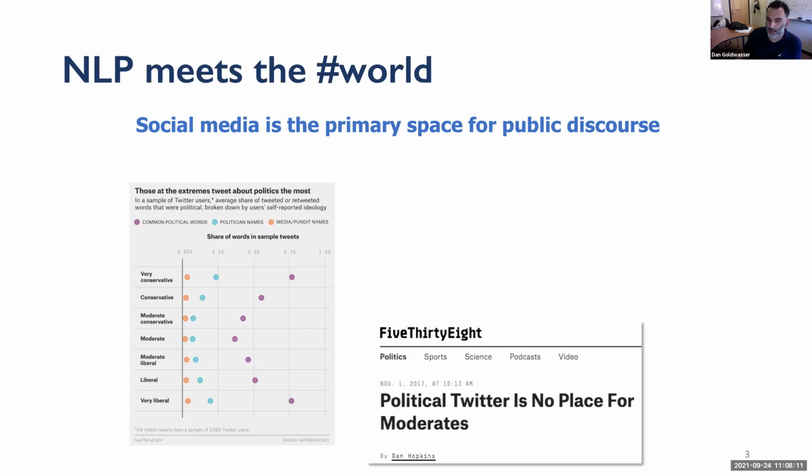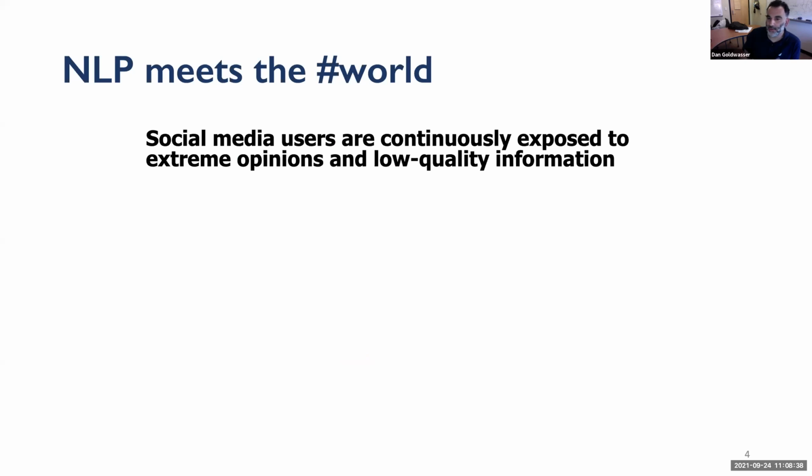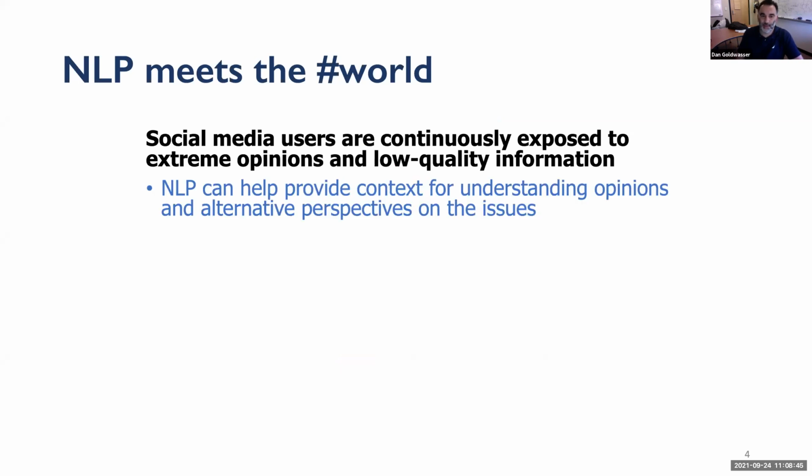Most people that talk about politics on social media are on the extreme side of things, both on the left and on the right. Put in conjunction with the fact that this is also the place where most people in the US get their access to news information, it is clear that we need to have some way to understand public discourse on social media, analyze it, and potentially find ways to mitigate its negative effects, such as polarization and the creation of echo chambers. So there is a great opportunity for NLP for analyzing this text. Analyzing these kinds of opinions can help us provide context for understanding them and provide alternative perspectives if those are missing.